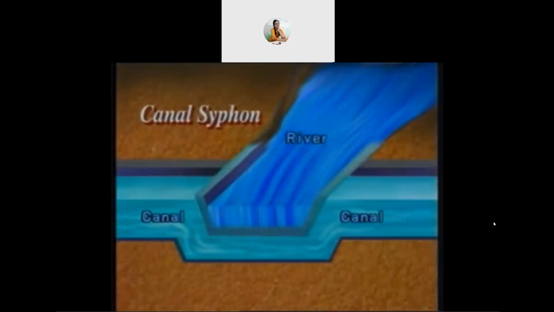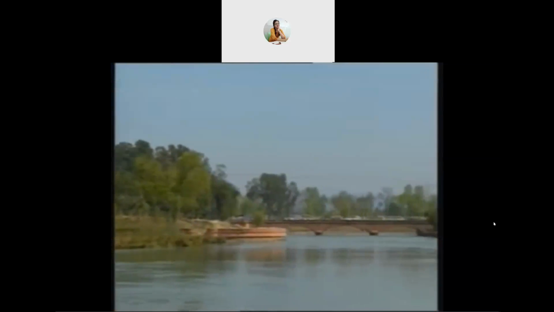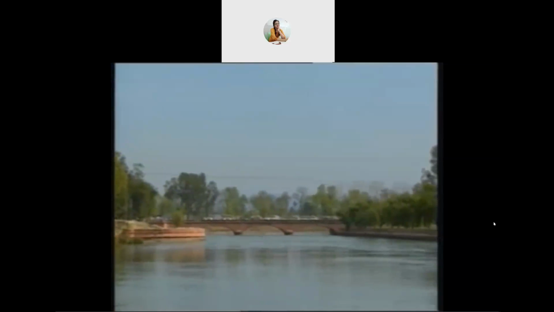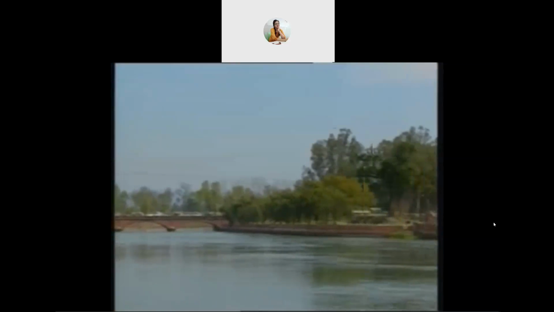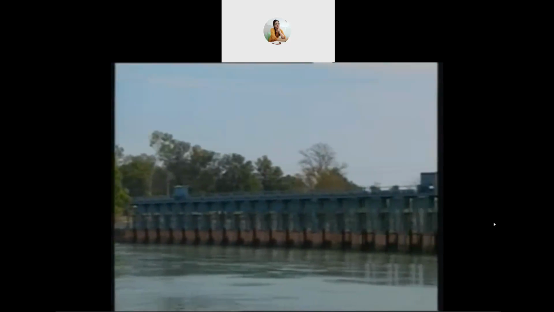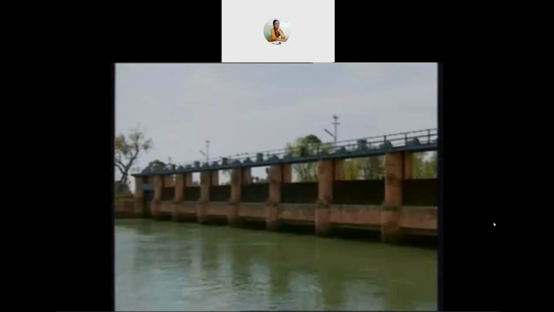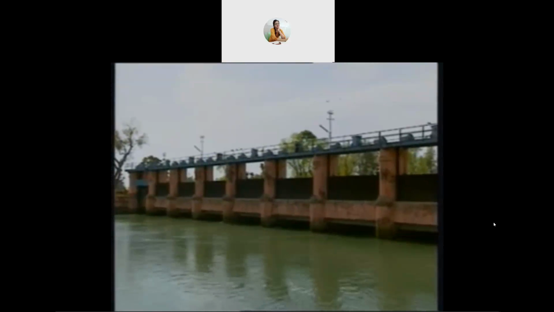The canal water is passed through an inverted siphon under the drainage, and the bed level of the canal is raised again on the other side. If the river and canal are almost at the same bed level and the flood discharge is intermittent and large, it would be economical to build a level crossing with regulating structures. In this system, sometimes the canal supply can be augmented with river discharge.